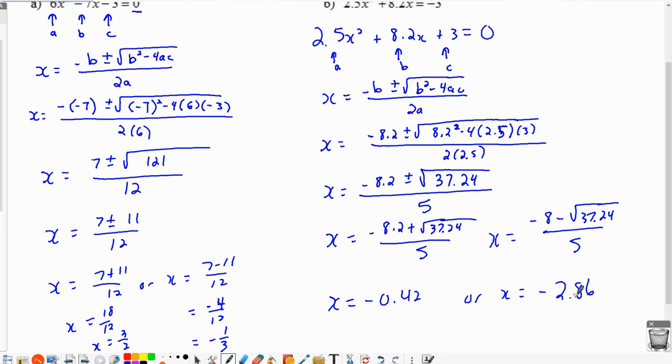More time? I tried to go slow enough at the end there. More time? Yes, please. I didn't get it. I used my calculator to go negative 8.2 plus square root 37.24, and then I divided the whole thing by 5 when I was done.